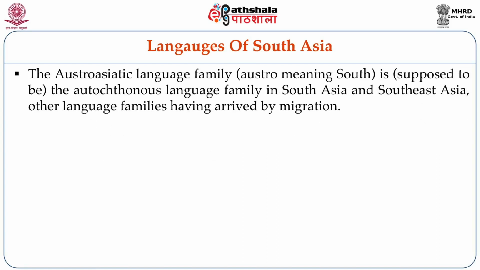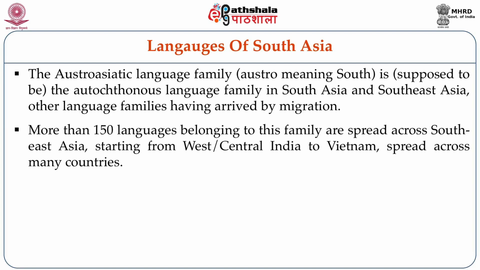Now we move on to the third language family, which is called Austro-Asiatic language family. Austro meaning south, Asia is Asia, of course, is supposed to be the native people or native family in South Asia and Southeast Asia, and other language families having arrived by migration.